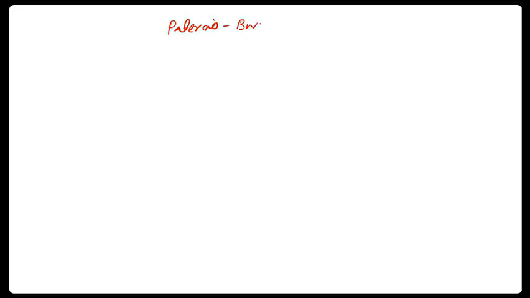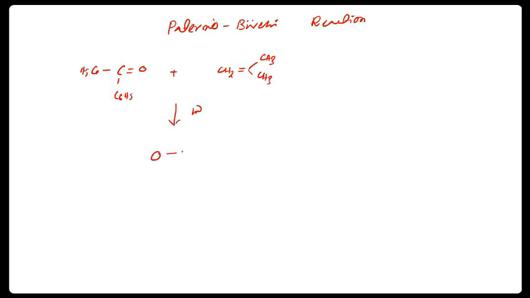Paterno Buchi. This reaction is basically a photochemical cycloaddition reaction. Let's give one example. We have this carbonyl. This carbonyl upon reaction with this alkene under photochemical conditions, if we irradiate by h nu, then we are going to get these compounds. That is, it's a photochemical cycloaddition reaction.